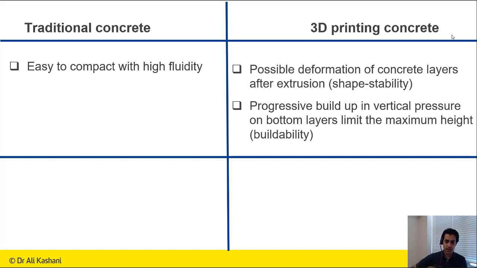So it needs to retain its shape. And on top of that, in 3D printing, we don't have formwork. So there will be some lateral pressure and also vertical pressure on the bottom layers, and there is no formwork to hold that. So the layers must hold the pressure that comes from the successive layer. So that's another thing. It needs to gain early strength as quickly as possible, within minutes rather than hours.